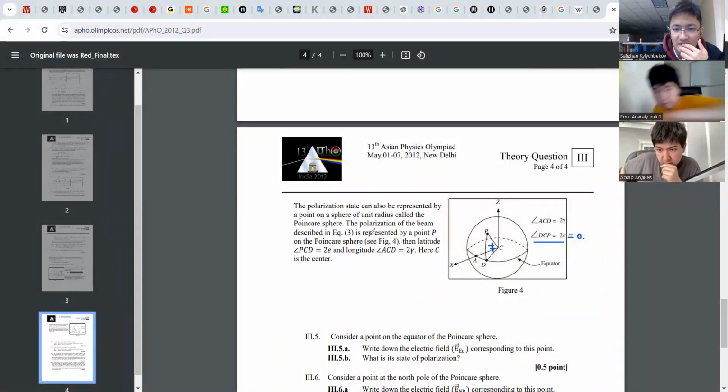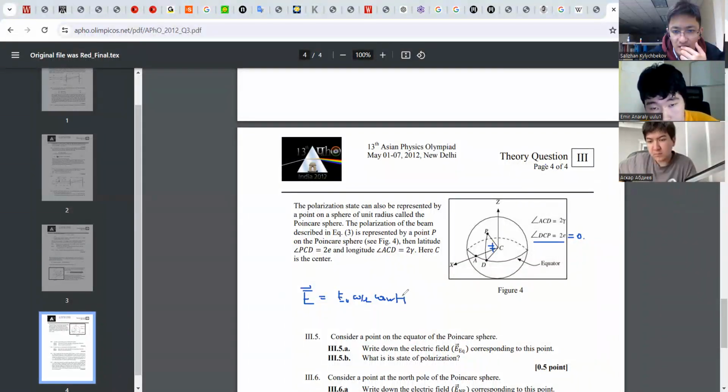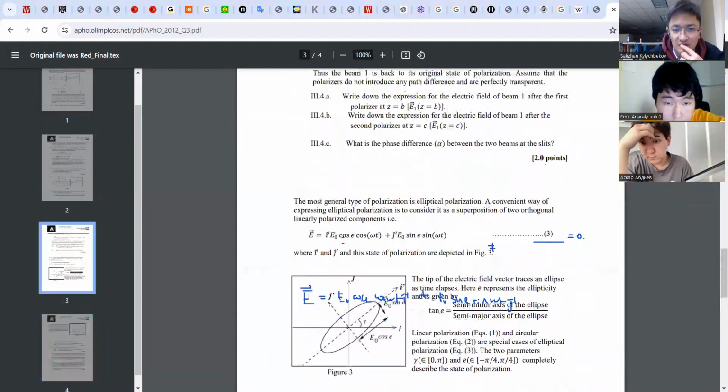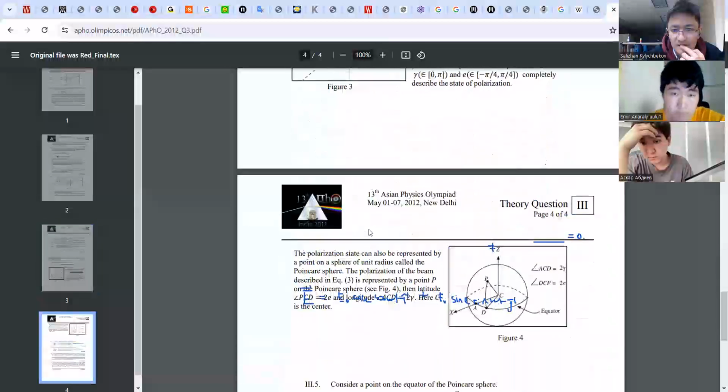Экватор менен кеткенде, сенин уравнениең electric field E0 косинус ε косинус омега T I hat плюс E0 синус ε синус омега T J prime. If I'm right, let me check. Correct, enough.